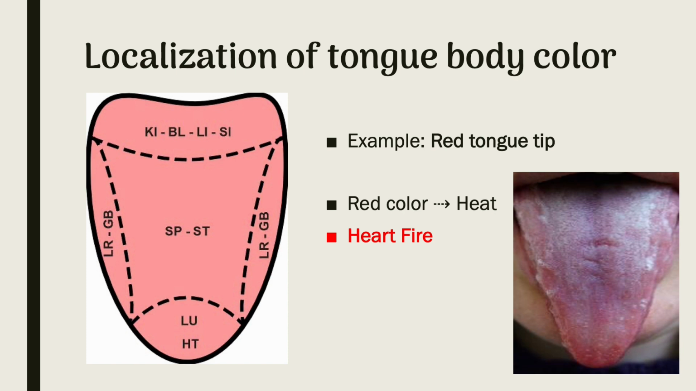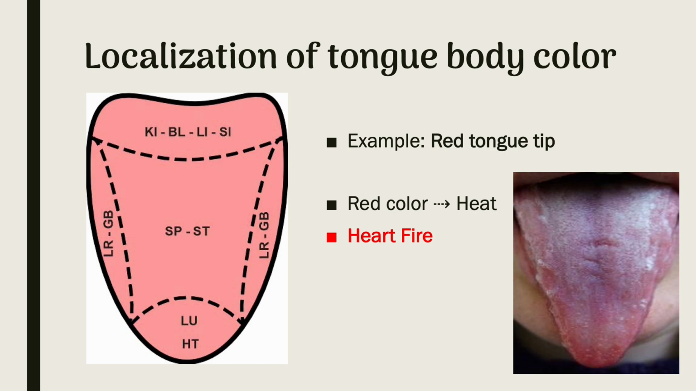The meaning of the localization of the tongue body color should be explained exemplarily by the red tongue body. In principle, one should proceed as follows. Assign the colored area to the Zangfu. Assign a Chinese diagnosis to the color. Combine the color with the area.